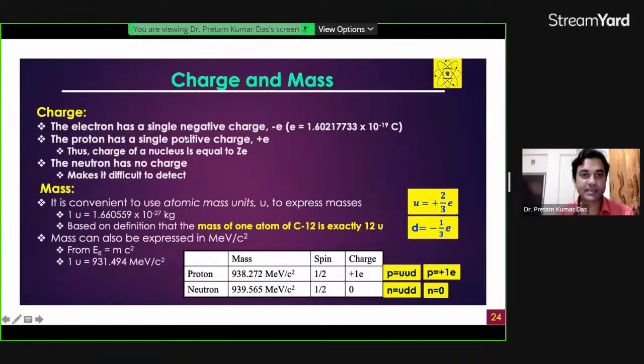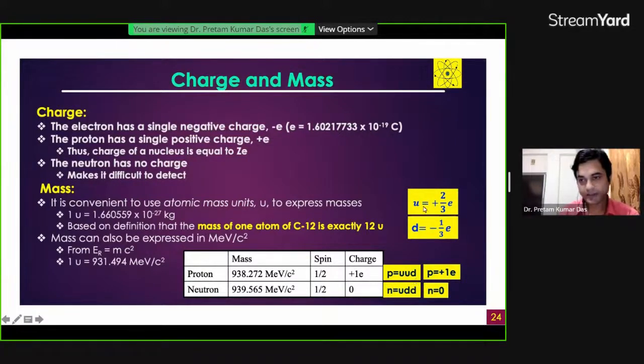Charge: the electron has a single negative charge of 1.6 times 10 to the power minus 19 coulomb, and the proton has a single positive charge and the neutron charge is 0. And we can understand how the neutron becomes charge neutral and the proton becomes charge positive. So if we go to the quark model of proton and neutron, we can see the proton can be formed by 2 up and 1 down.